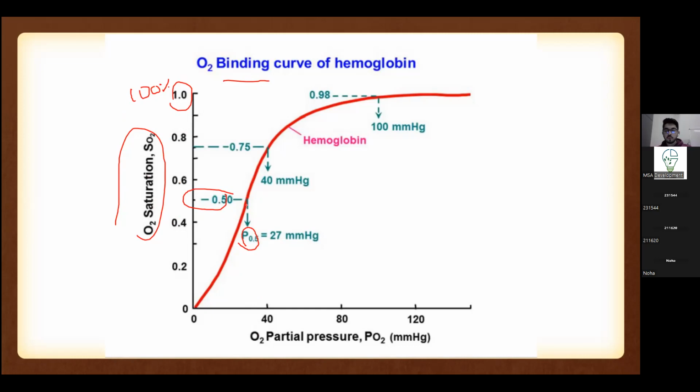This point is very important because we are going to use it to know if we have a shift to the left or a shift to the right. We're going to discuss what the shift to the left means and what the shift to the right means later. But for now, you have to know that the P50 is the partial pressure required to have a saturation of 0.5 or 50%.